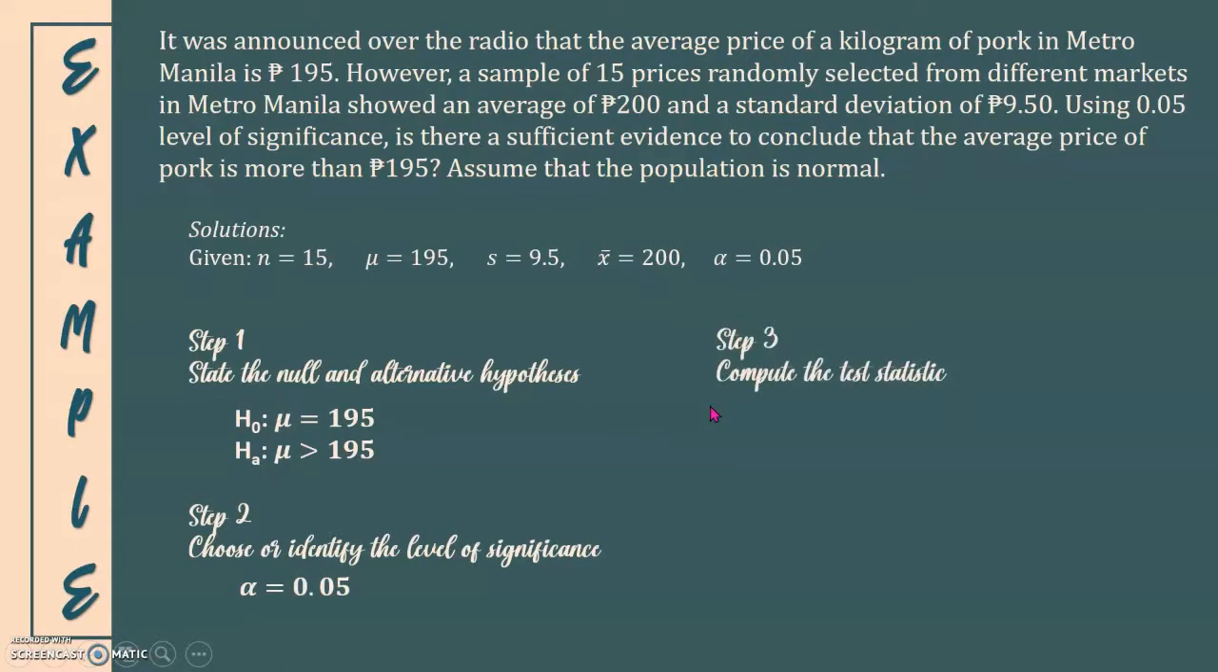Step 3, compute for the test statistic. Computing for the test statistic, we have 200 minus 195 all over 9.5 divided by the square root of 15, which is approximately equal to 2.04.